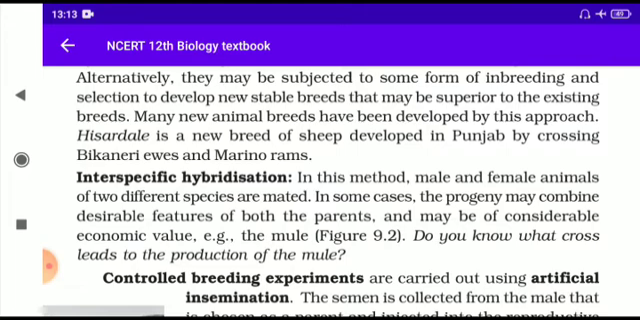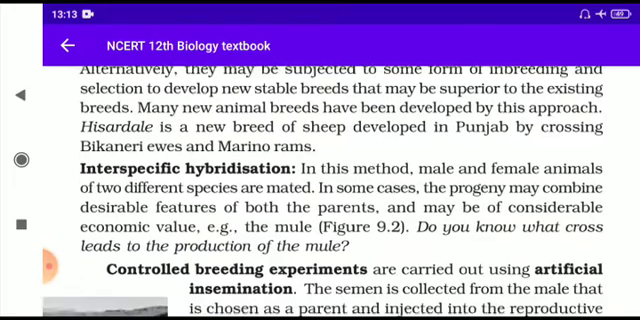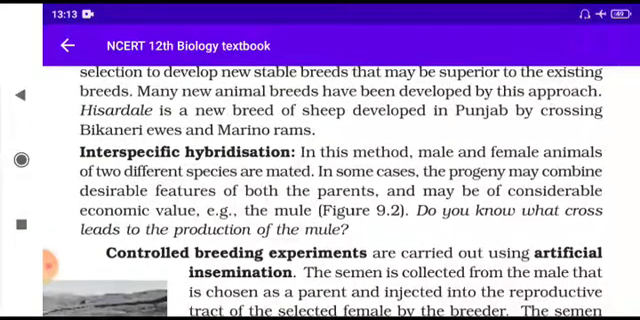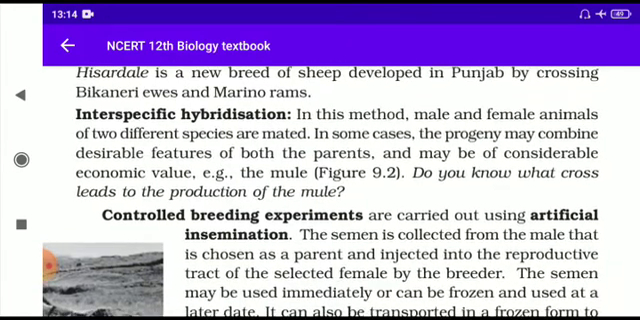Now, next is interspecific hybridization. In this method, male and female animals of two different species are mated. In some cases, the progeny may combine desirable features of both the parents and may be of considerable economic value. For example, the mule is one of the interspecific hybridization species. The mule is obtained from crossing between different animals. Do you know what cross leads to the production of a mule?